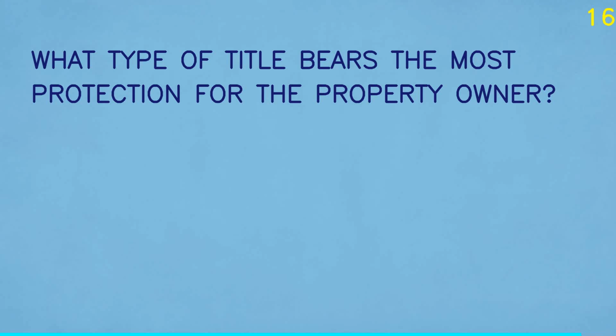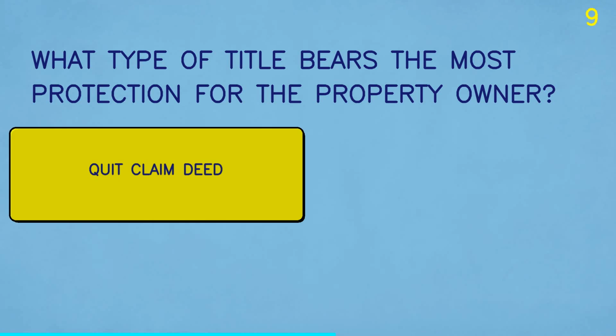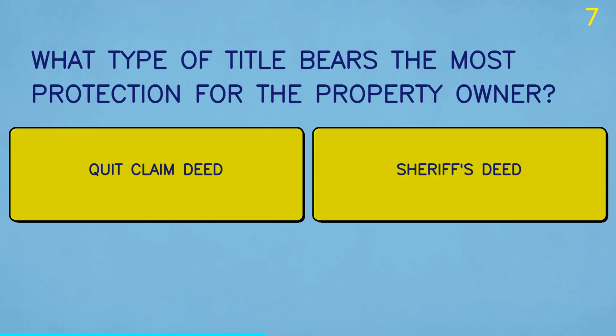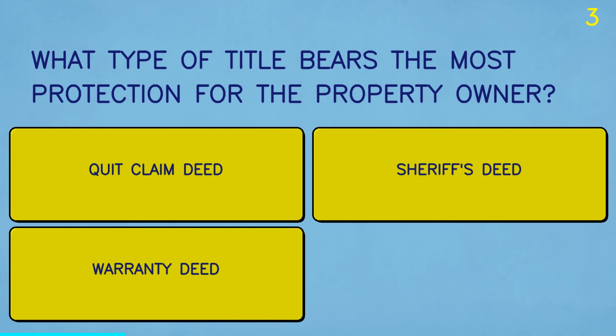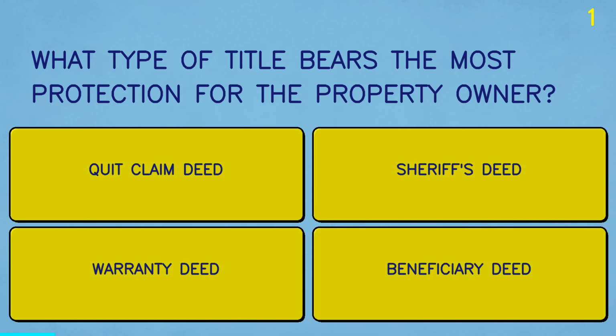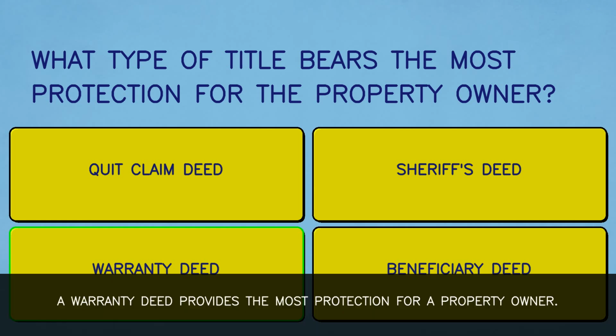Question 6. What type of title bears the most protection for the property owner? A. Quitclaim deed, B. Sheriff's deed, C. Warranty deed, D. Beneficiary deed. The correct answer is warranty deed. A warranty deed provides the most protection for a property owner.